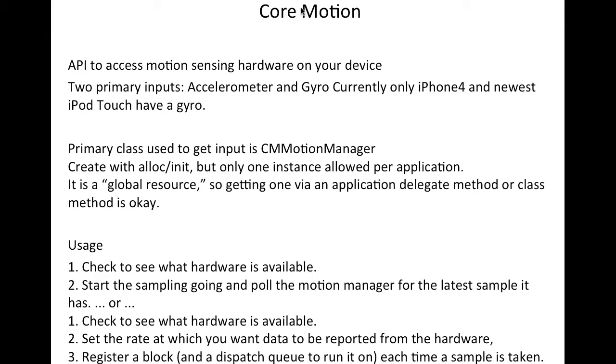Now, how do we do it? So we have to first import this binary as usual, and this is the main class that we have to instantiate: CMMotionManager. So CMMotionManager is the main class that handles all of these hardwares. So you have to first instantiate this class and make sure of one thing, that CMMotionManager is actually a singleton class, so it has to be made as a property, or declared as a global variable. So you can't make it a local variable. It's a global resource, so you can't instantiate it again and again.